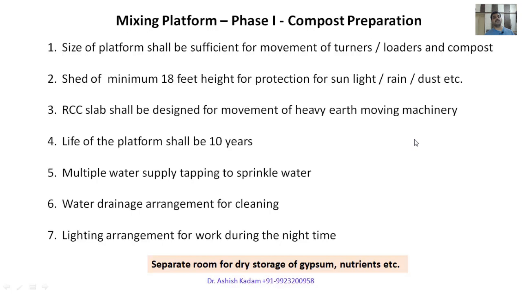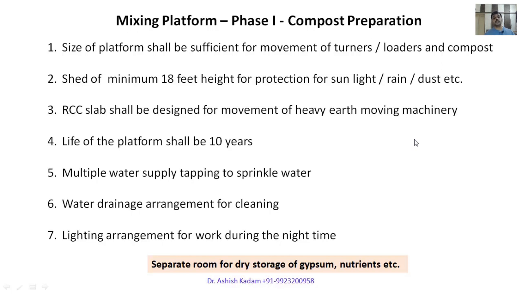And fourth is the life of the platform shall be minimum 10 years, because you are making such a huge investment. It should sustain, it should last for 10 years. In fact, it should go very close to a minimum of 15 years. That is my expectation, but at least we should plan for 10 years.